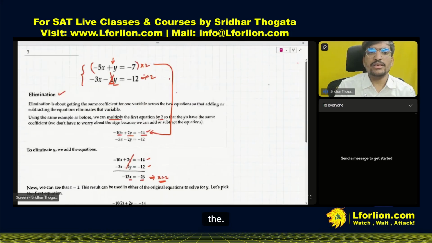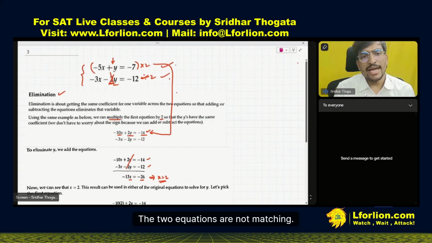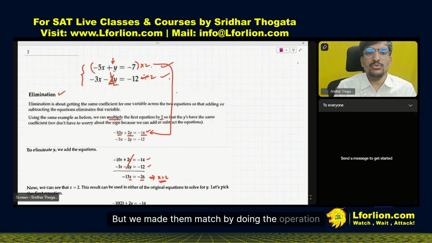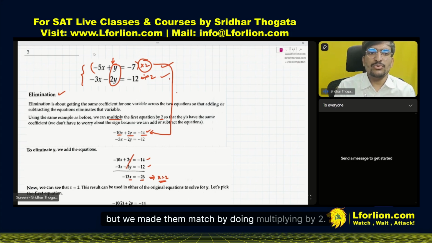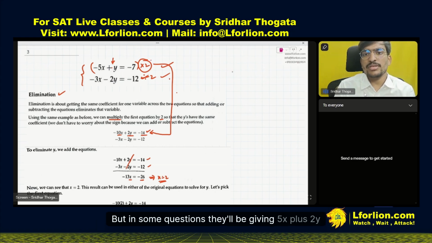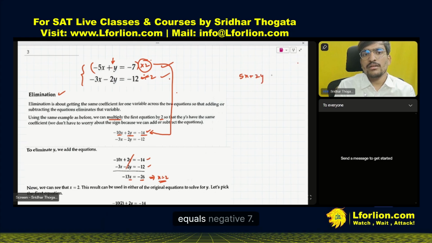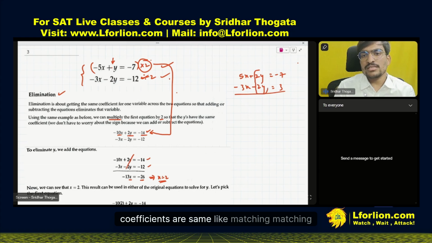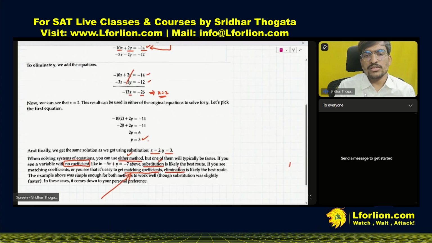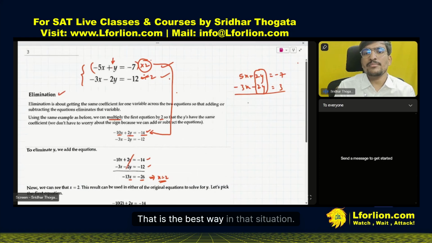Like in this equation, the two equations are not matching, but we made them match by doing the operation multiplication. We made them match. Here the y coefficients are not the same, but we made them match by multiplying by 2. But in some questions, they'll be giving 5x plus 2y equals -7, or else something like -3x minus 2y equals 3. If the equations are given like this, you can see coefficients are the same, like matching coefficients, then you use elimination. That is the best way in that situation to get the answer quicker.